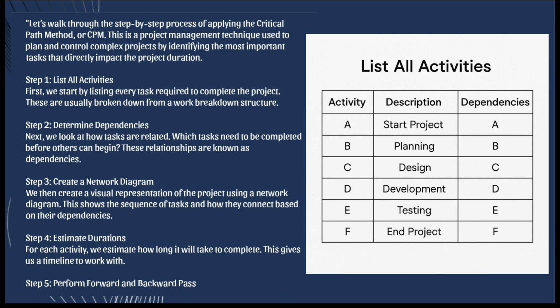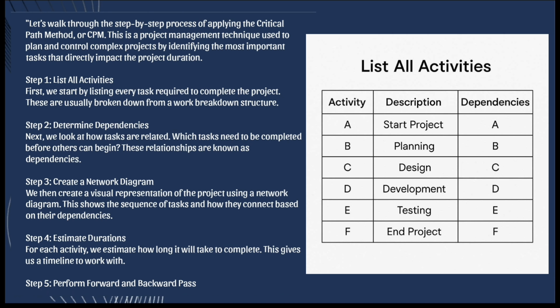Step 1. List all activities. First, we start by listing every task required to complete the project. These are usually broken down from a work breakdown structure. Step 2. Determine dependencies. Next, we look at how tasks are related, which tasks need to be completed before others can begin. These relationships are known as dependencies.